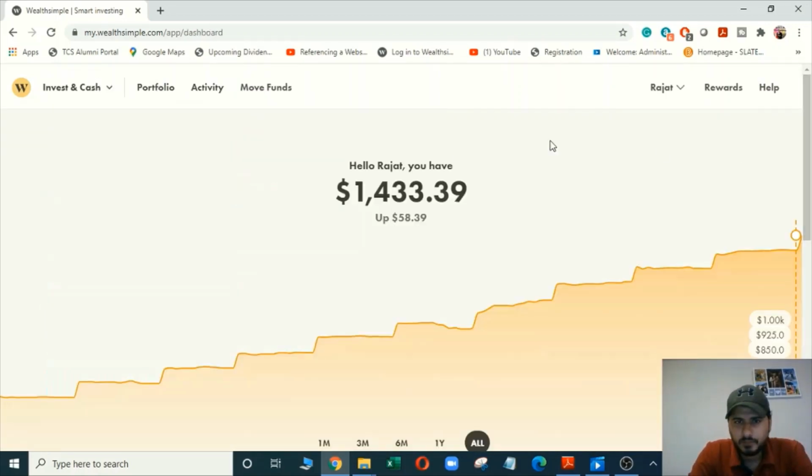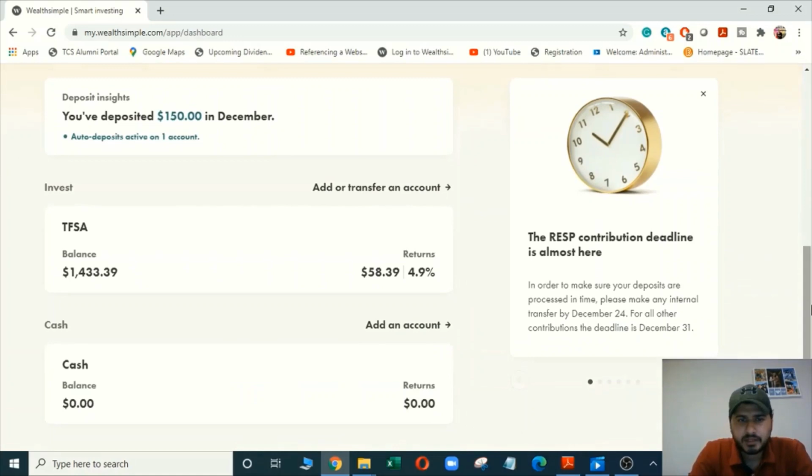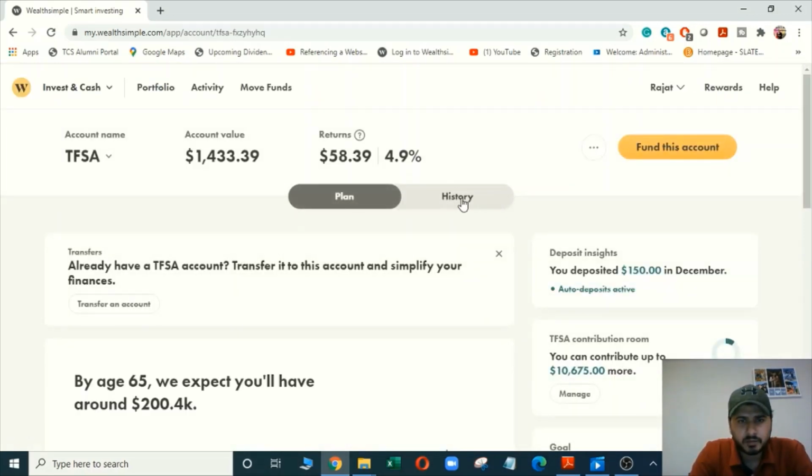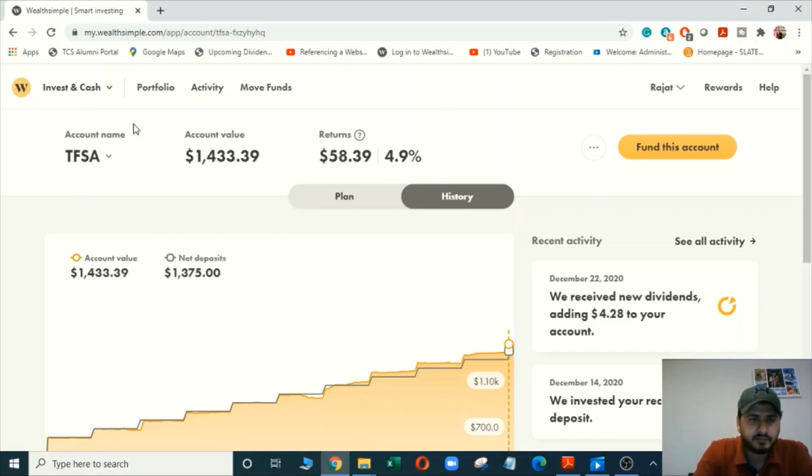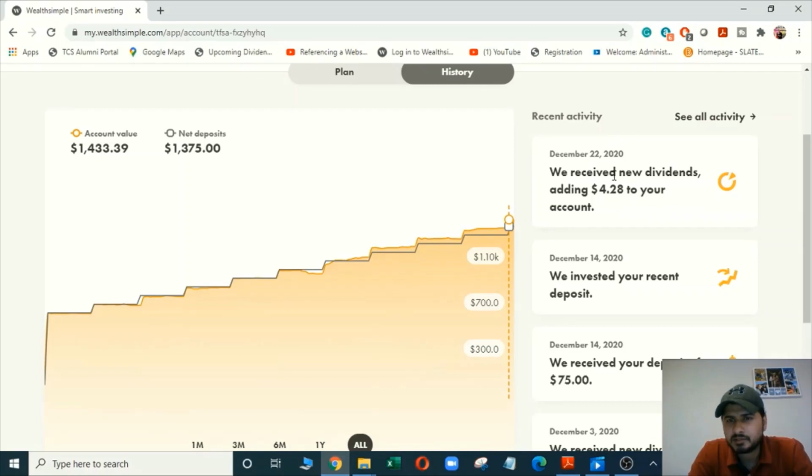All right, so yes guys, if I go into this TFSA account and into this history tab, it's showing that the net deposit is $13.75, and the account value right now is $14.33 and 39 cents. That means we are up by 58 and 39 cents. So these are all the activities showing in my account: I have received a dividend of 4.28, and on 14th of December that $75 got deposited into my Wealthsimple account from my bank account, and it got reinvested basically, right?